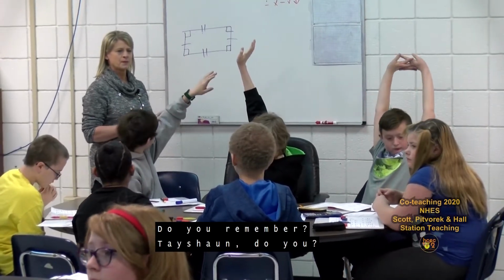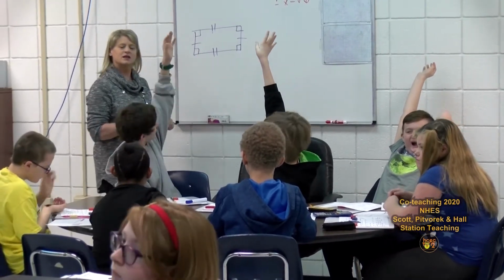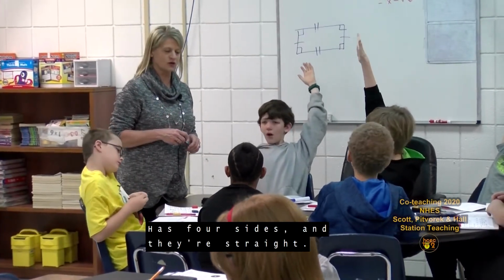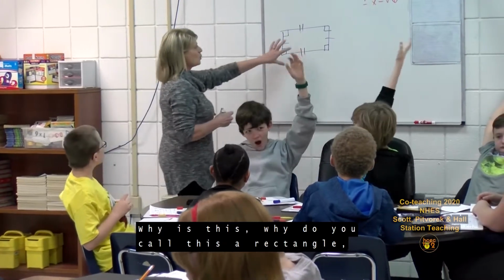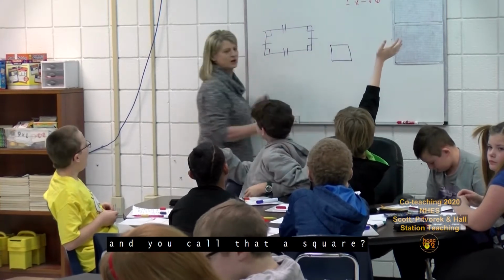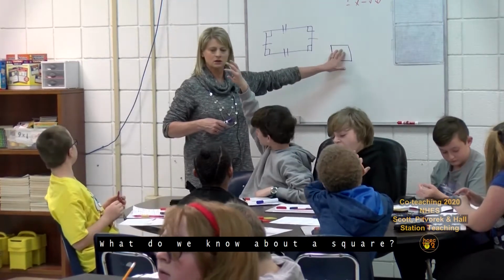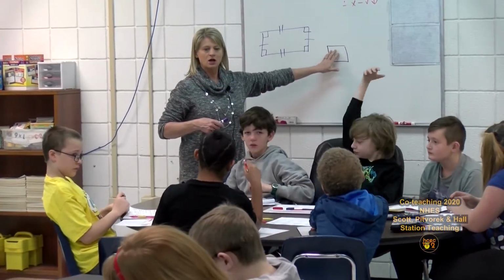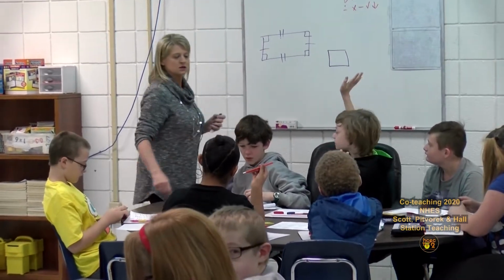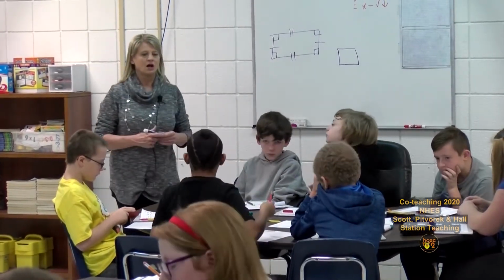Do you remember? Tajon, do you? Think about it. What do you know about a rectangle? It has 4 sides and they're straight. What about the 4 sides? Why do you call this a rectangle and that a square? What do we know about a square? Look right here. What's the first thing it says? All 4 sides are the same length.